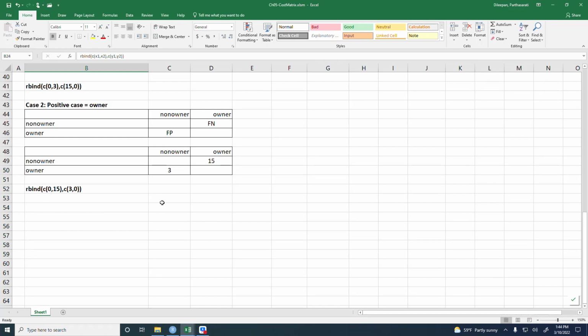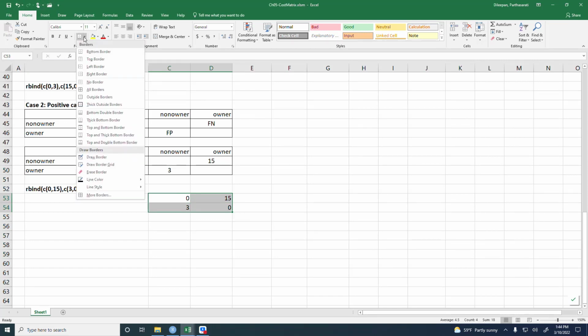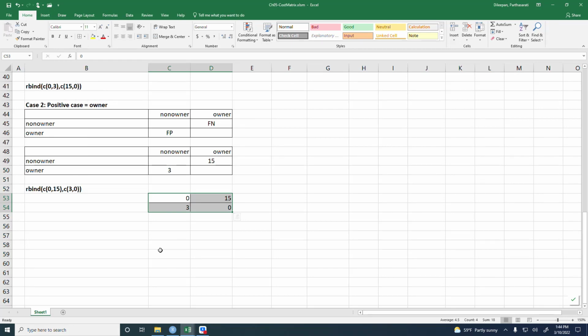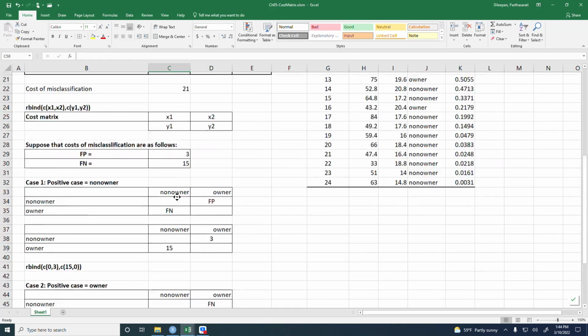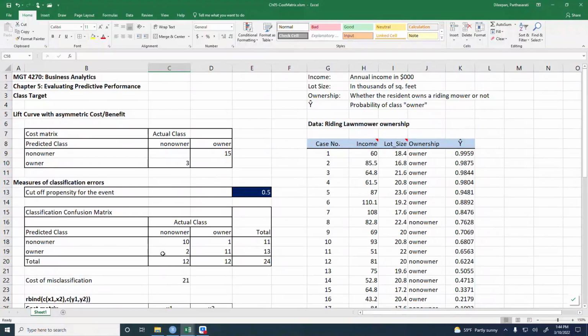So what this is going to do, you're going to put 0 and 15 as the first row, and then you put 3 and 0 as the second row. So now it has a matrix of 2 by 2. Okay? And then you're going to simply multiply that with your confusion matrix, and then give you the product sum.